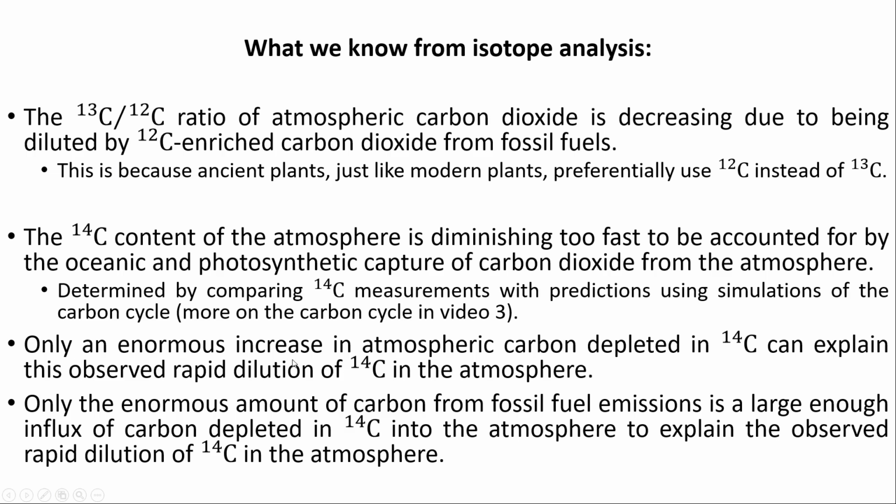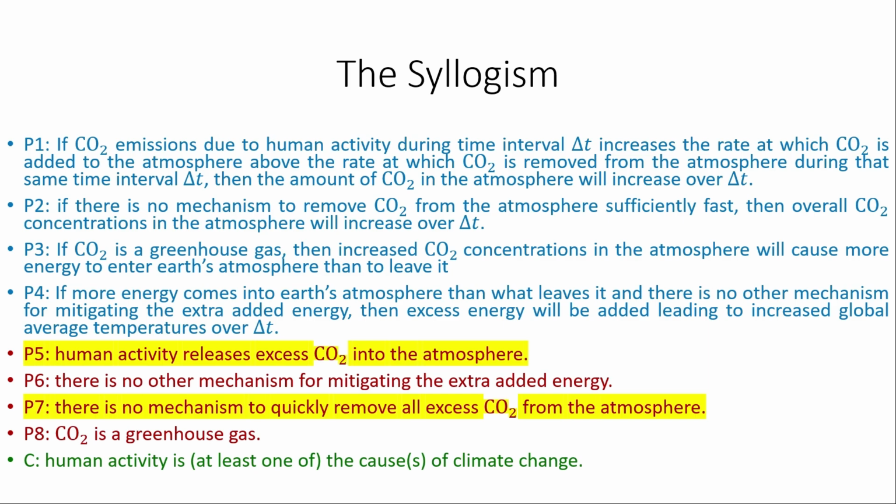So only an enormous increase in atmospheric carbon depleted in carbon-14 can explain this observed rapid dilution of the carbon-14 in the atmosphere. And only the enormous amount of carbon from fossil fuel emissions is a large enough influx of carbon depleted in carbon-14 to explain the observed rapid dilution of carbon-14 in the atmosphere. And so these two things taken together tell us that the carbon in the atmosphere is coming from the burning of fossil fuels. And so what we've seen in the syllogism, we've firmly established P5 so far, I think.